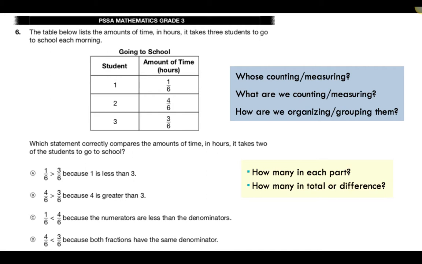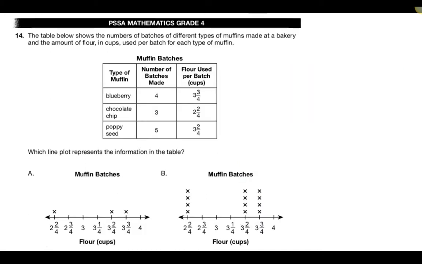So right here, they're grouping them in parts, but they're comparing the parts. They're not combining them. They're not finding the difference. They're comparing them. Once they compare them and you realize 4/6 is greater than 3/6, then you could ask how much bigger, and that would be a subtraction kind of problem, and it would be 1/6 or 10 minutes more. I love seeing these fractions as real things.